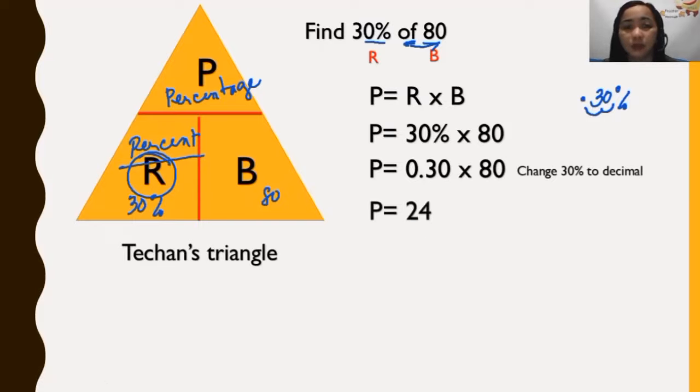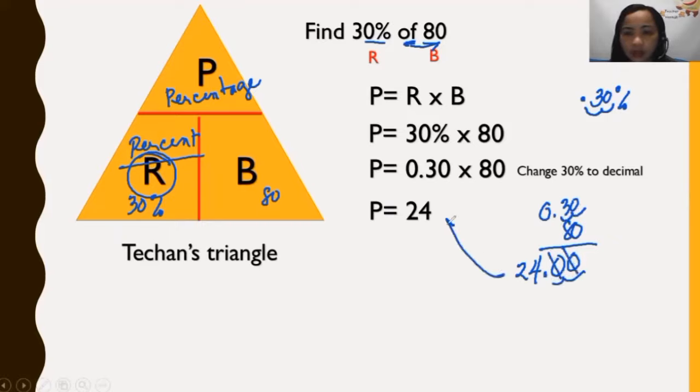So we have 24. Paano nakuha yung 24? Let us see kung 24 nga. That is 0.30 times 80. So this is 0. 8 times 0 is 0. 8 times 3 is 24. Count decimal places 1, 2, 1, 2. So tanggal na ito. The answer is 24. Therefore, 30% of 80 is 24. This is the answer for this given.